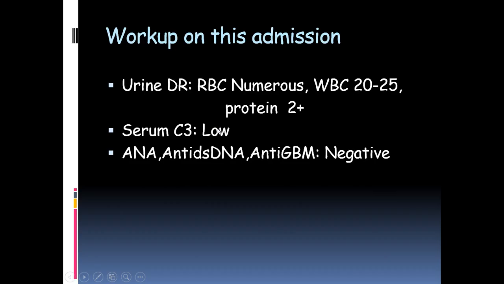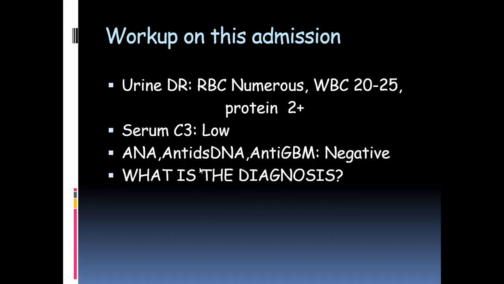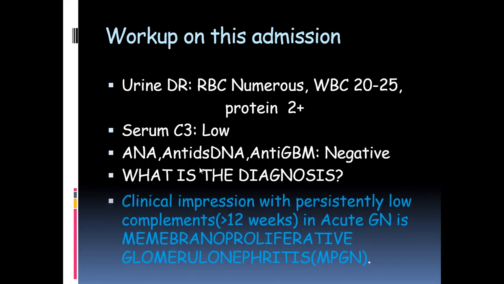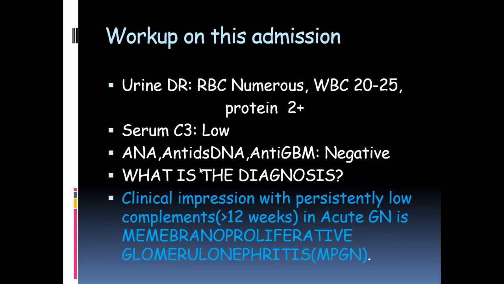So this is an entity of persistent low complement levels. Lupus serology and GBM serologies were negative. In the context of persistent low C3 beyond 12 weeks of the initial illness, you consider other entities of low complements, and the common one which turned out in this patient was membranoproliferative glomerulonephritis, that is MPGN.